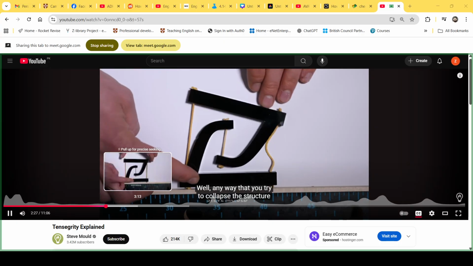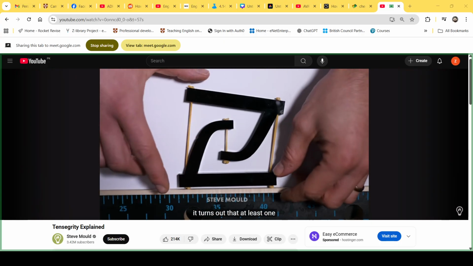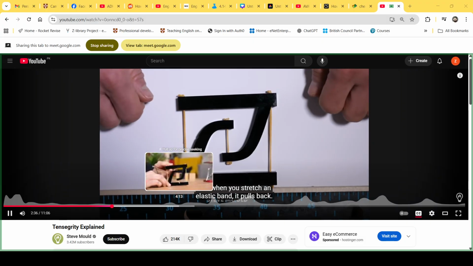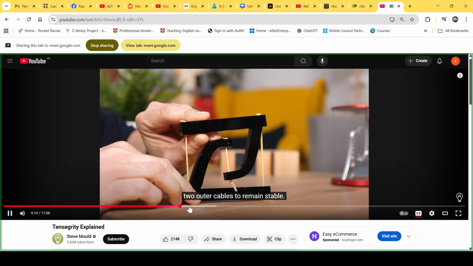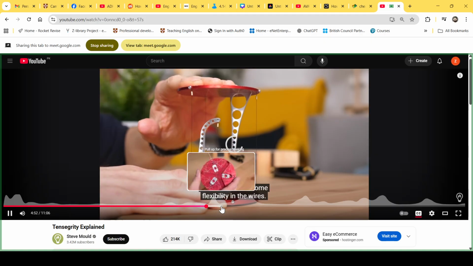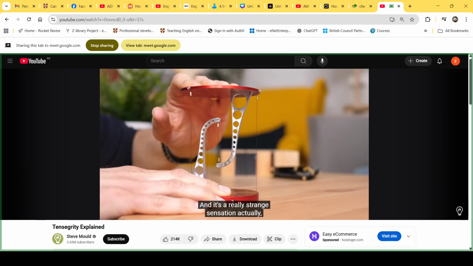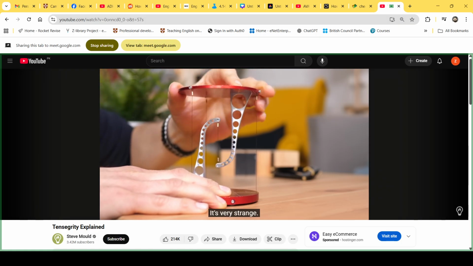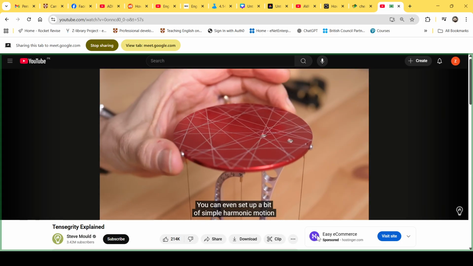Well, any way that you try to collapse the structure, it turns out that at least one of the elastic bands ends up being stretched. And when you stretch an elastic band, it pulls on the other cables to remain stable. There is some flexibility in the wires, and it's a really strange sensation actually, because you can move it laterally like that, but it's really strong in the up and down position. It's very strange. You can even set up a bit of simple harmonic motion in the top.